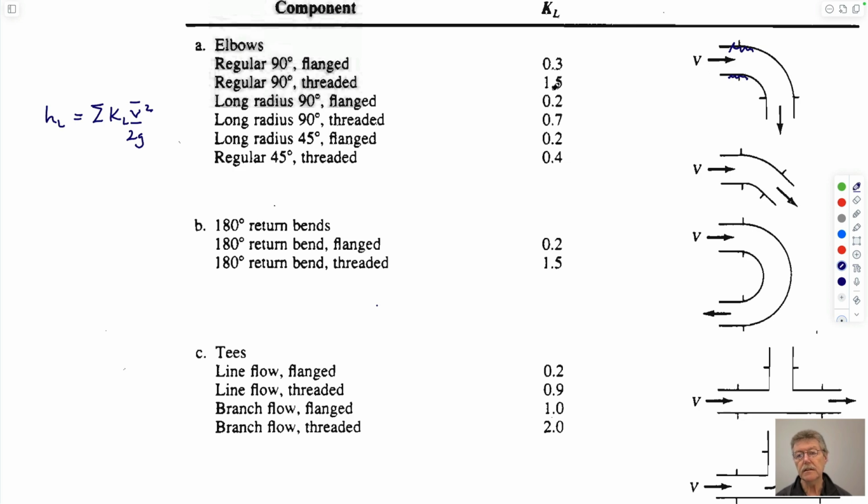So more resistance here. The resistance for the threaded pipe is larger than for a flanged pipe. If it's a long radius, so it's more gentle, with a larger radius of curvature, then it would be lower. If it's threaded, it's higher than being flanged. If it's a long radius, in either case, it would be lower. And if it's only 45 degrees instead of 90 degrees, you'd also expect it to be less.